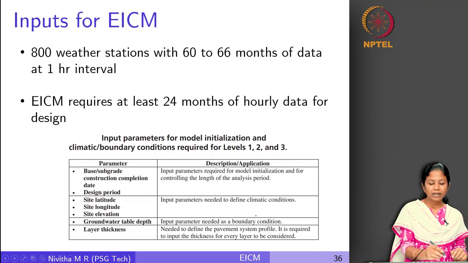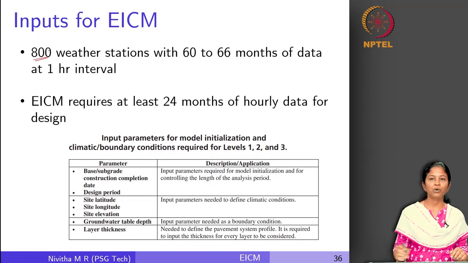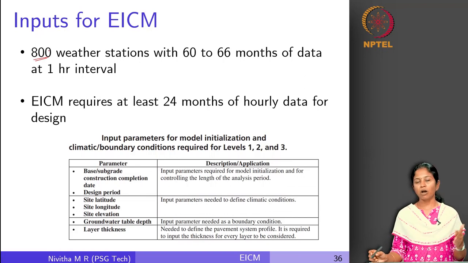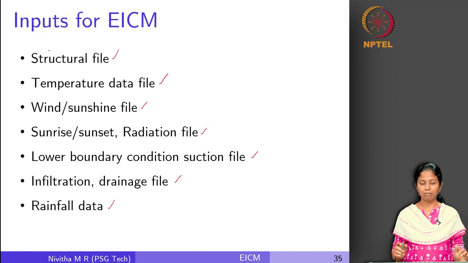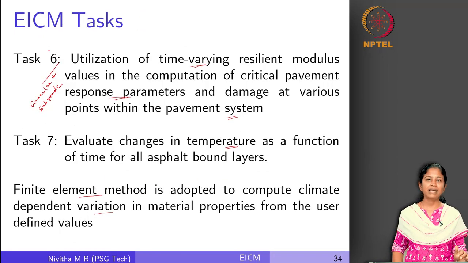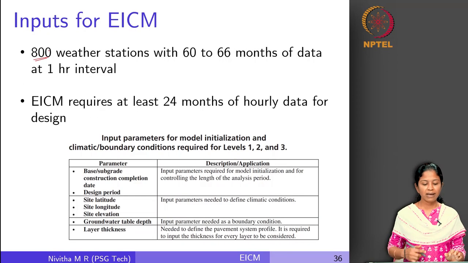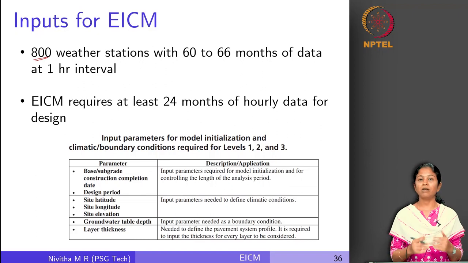So there are about 800 weather stations in the US. If you look into the incorporation of this EICM model into the design procedure, we were talking about the requirements of these many input parameters and these many tasks that this EICM is going to carry out. So to carry out the tasks, we have to give all the appropriate material properties. In the US, they have about 800 weather stations for which this climate data is already available.